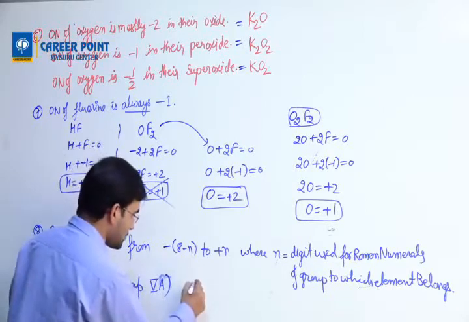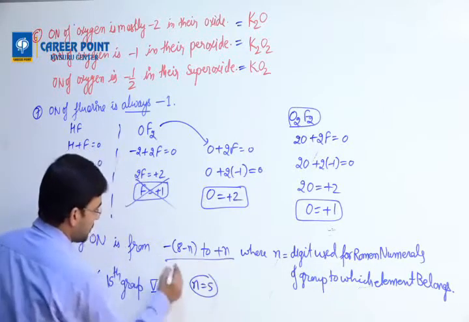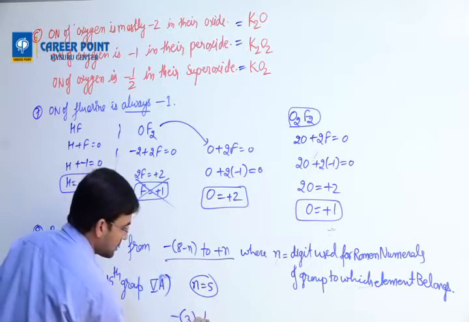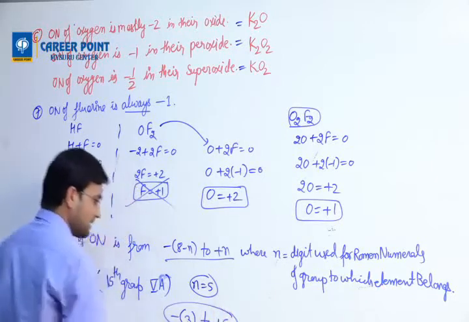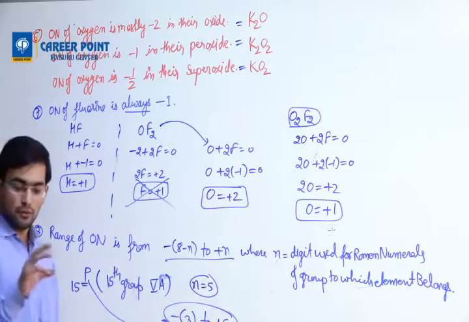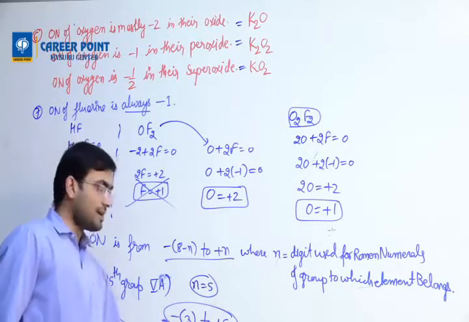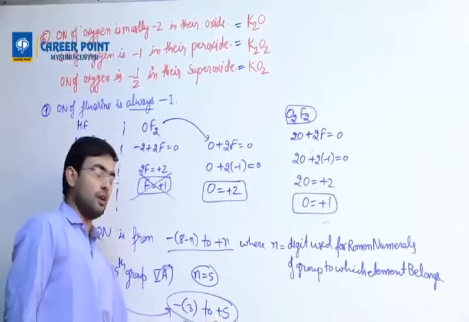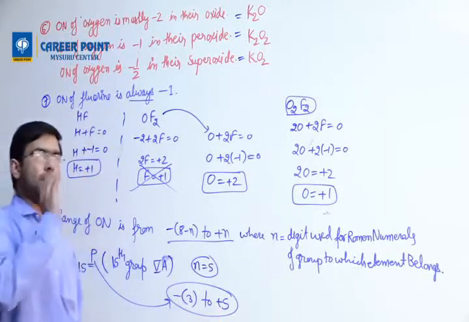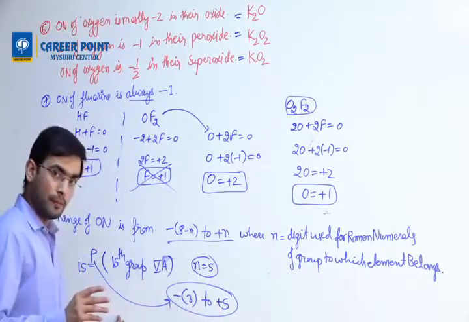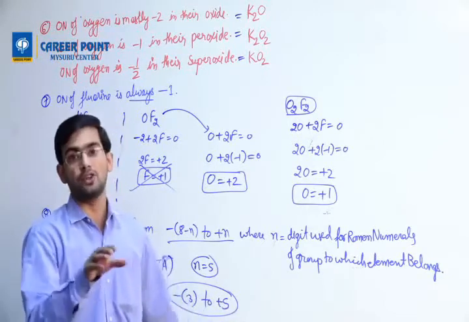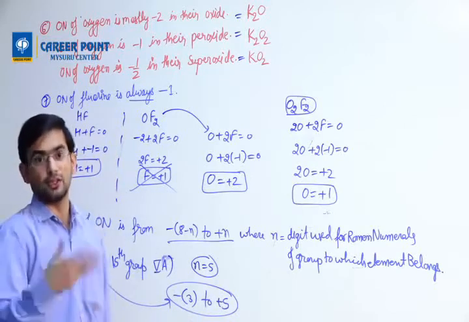If you write n equals 5 here, what is the answer? Minus 8 minus 5 is minus 3, and 2 plus 5 is plus 5?? This is the range for phosphorus. Whatever compound you make with phosphorus, its range of oxidation number will always lie from minus 3 to plus 5. If you get a compound where phosphorus has minus 4 or plus 6, it is not a correct value. That's how we find out the correct value.